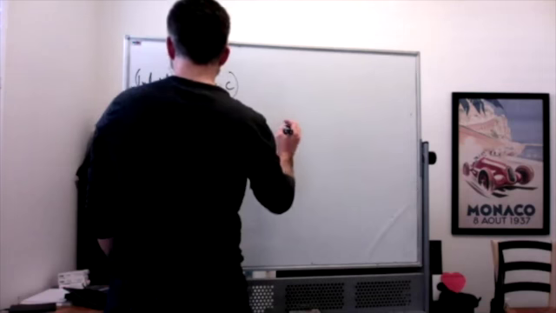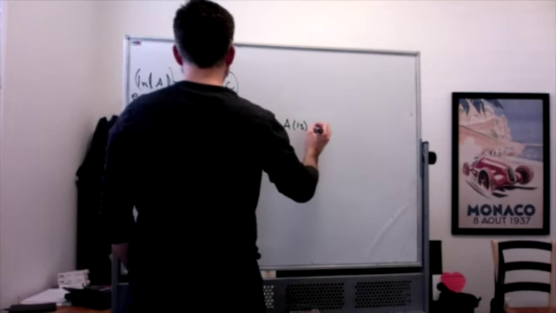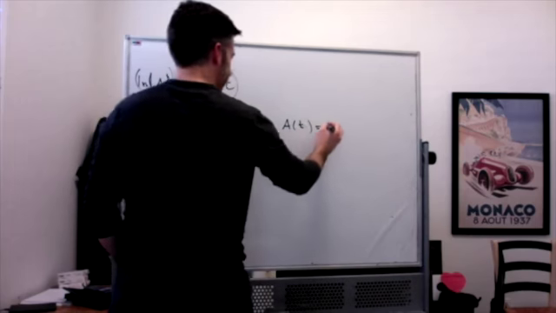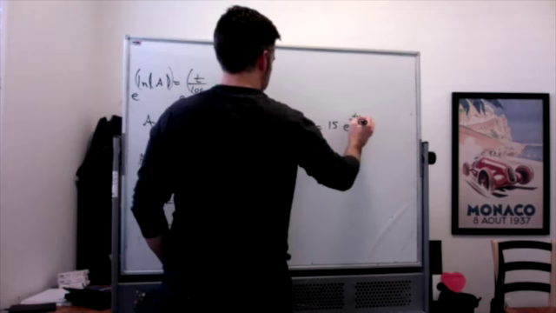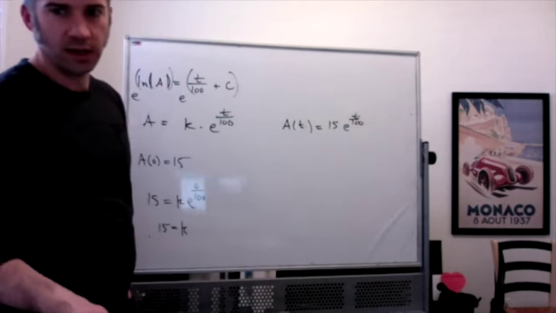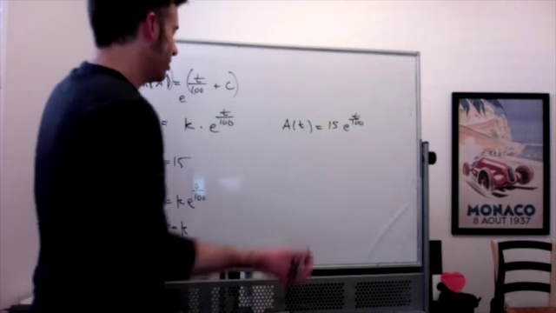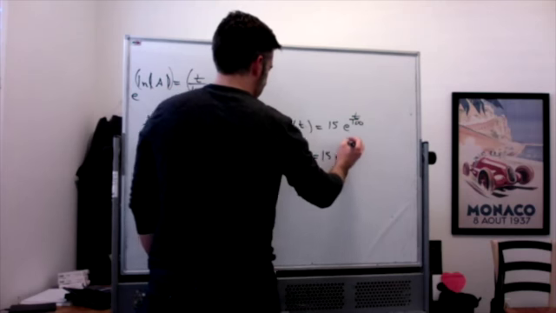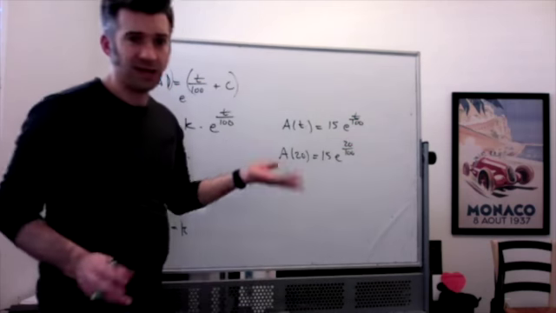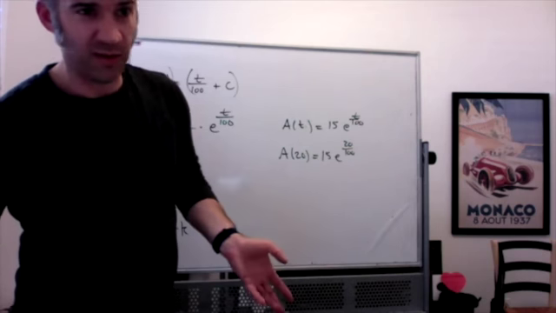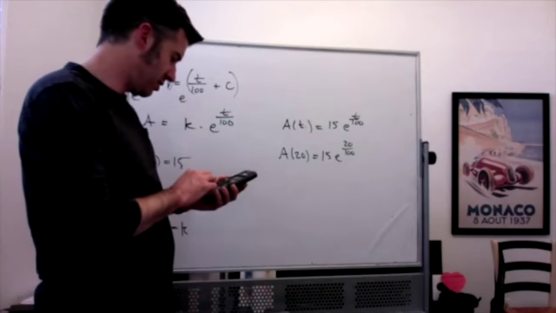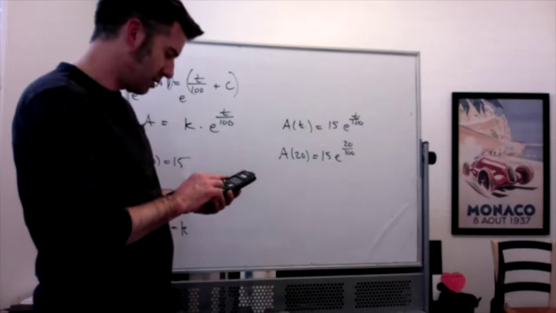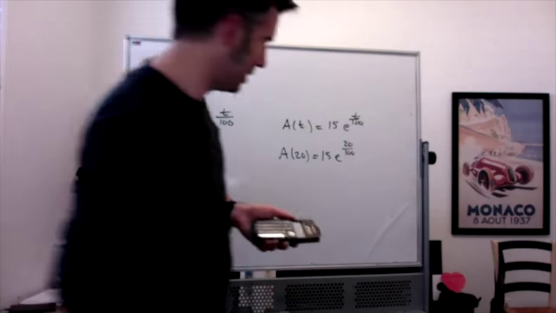So let's say we have A of T equal to 15 e to the T over 100. And then the question was, how much salt is there after 20 minutes? So if I plug in 20, I get 15 e to the 20 over 100. Looking at that doesn't actually let me know that I've made an error, but if I plug it into a calculator, let's see what happens. E to the 20 over 100 is 1.22 times 15 is approximately 18.